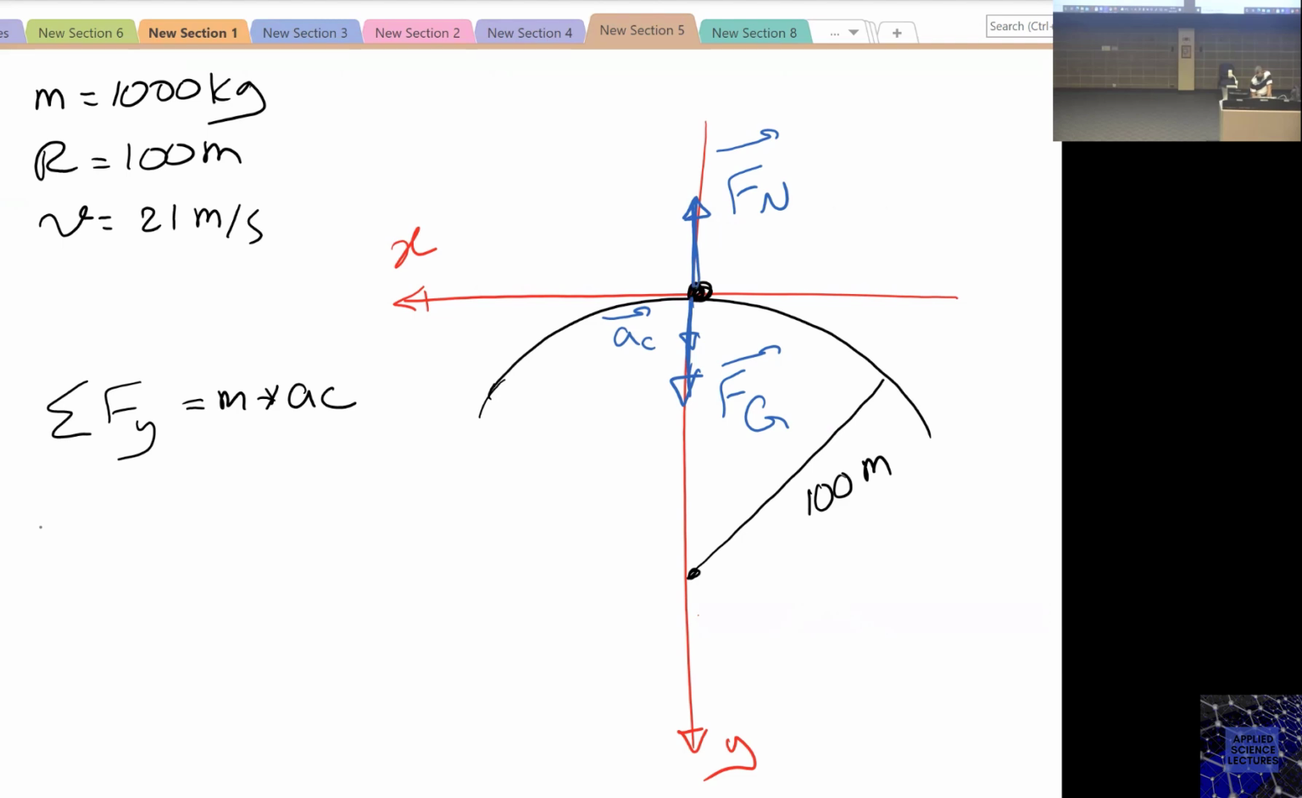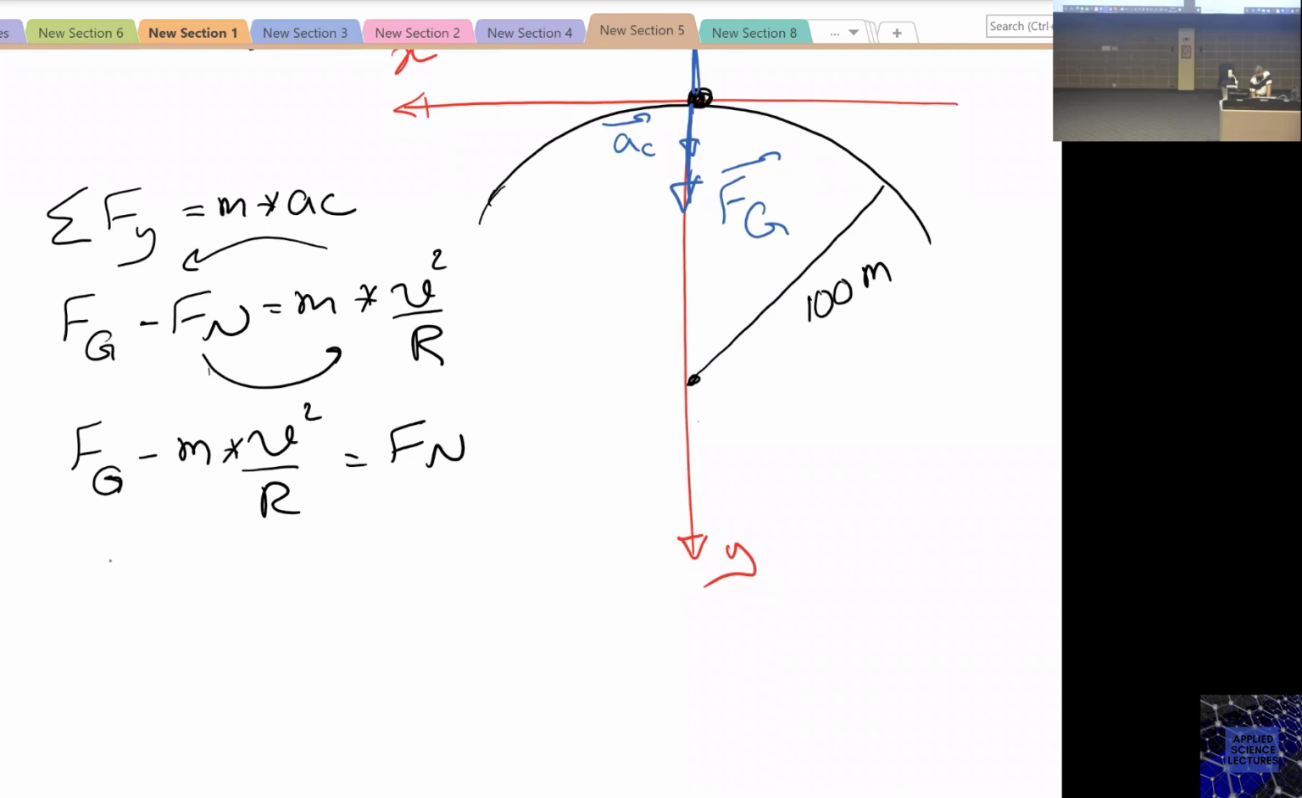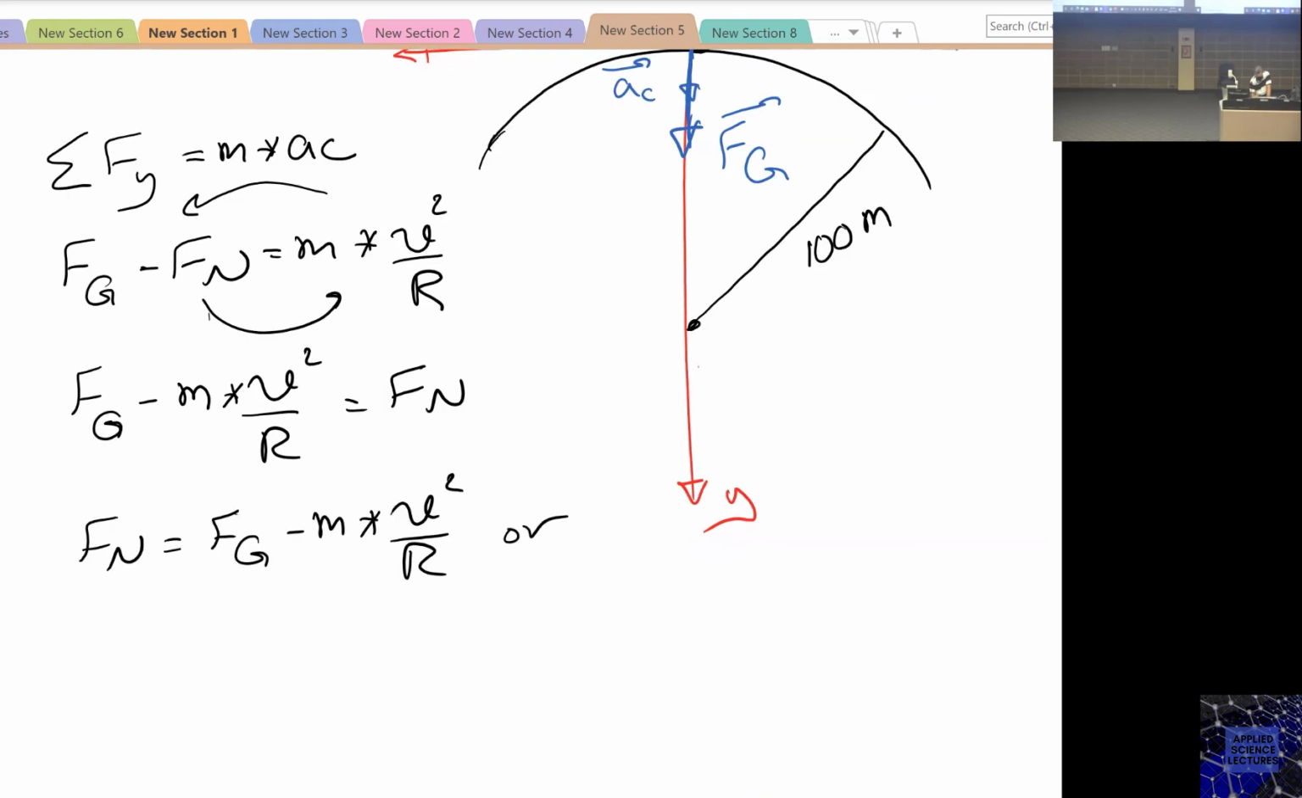Then if I substitute, sigma Fy being Fg minus Fn equals m times v squared over r. I need to calculate the normal force, so I'll take Fn to this side and bring m v squared over r to the other side. What do I get? I get Fg minus m times v squared over r equals Fn, or Fn is Fg minus m v squared over r, or Fn is m times g minus m times v squared over r.